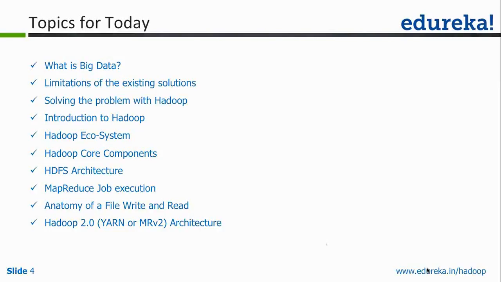We'll look at the various components of the Hadoop ecosystem. We'll also look at the core components of Hadoop, which are HDFS and MapReduce. We'll go into details of HDFS architecture. We will also understand how MapReduce job execution works. We'll understand terms like rack awareness. We'll also understand how a file read and write happens in Hadoop. And then we'll also take a sneak peek at the Hadoop 2.0 architecture.